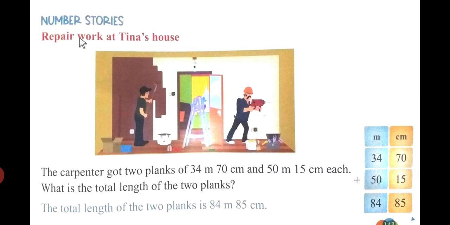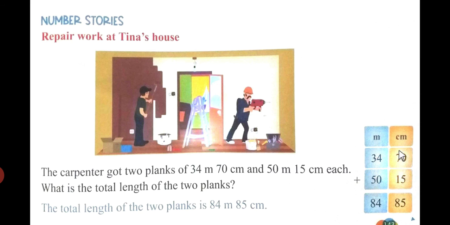So number stories, repair work at Tina's house. A carpenter got two planks of 34 meters 70 centimeters and 50 meters 15 centimeters each. What is the total length of the two planks? So you have to do the addition. Under the centimeters you will write the centimeters. 34 meters 70 centimeters and 50 meters 15 centimeters. Definitely you will add it.